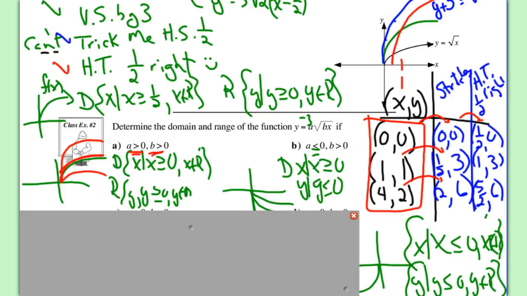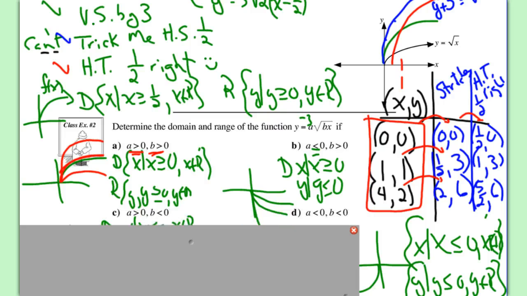If A is less than 0, then it has been reflected in the x-axis, so it's going to go down, but on the right side. So it's one of those, or one of these, but it's over there. So y is less than or equal to 0, but x is greater than or equal to 0.